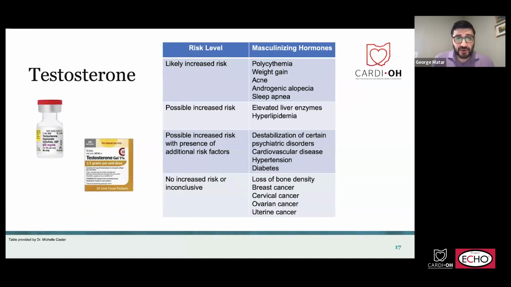Looking at testosterone, the two options we have to give to our patients right now that are readily available are intramuscular injections as well as a testosterone gel product. Testosterone does increase risk of polycythemia, weight gain, acne, androgenic alopecia, and sleep apnea. We also see elevated liver enzymes and hyperlipidemia. So these do increase cardiovascular risk factors for the patients.